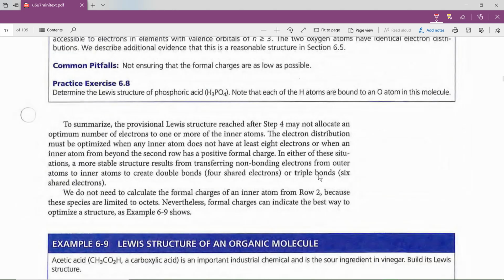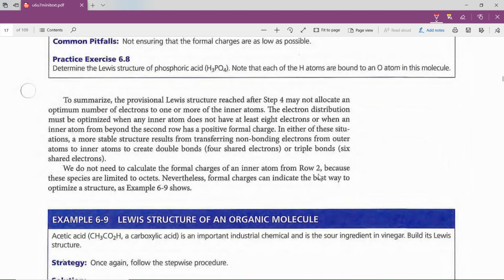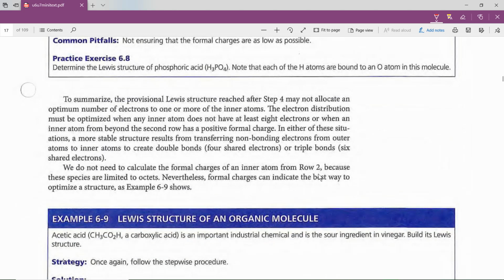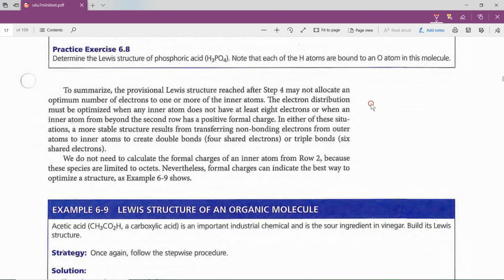Determine the Lewis structure of phosphoric acid. Know that each of the hydrogen atoms are bound to an oxygen atom. Okay, this is a good one. So first of all, I think we looked at this already before, didn't we? We have phosphorus in the center, then we have oxygens around, and then we have hydrogens bonded to the oxygen, and then a lone pair on the phosphorus. So this is one way to draw it. Let's finish it off here.